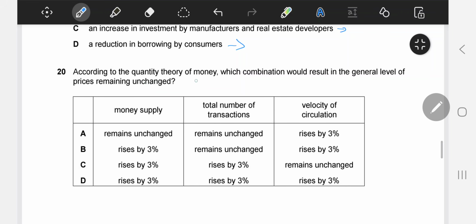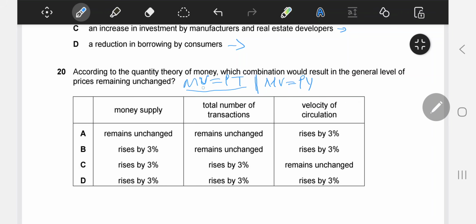According to the quantity theory of money, which combination would result in the greatest level of prices remaining unchanged? All right, so we need to know the formula for quantity theory of money, which says MV, so money supply times velocity equals price times transactions. The other variation of this formula is MV equals PY. So this is a variation of the quantity theory of money. But for this particular question, we're going to use this formula here.